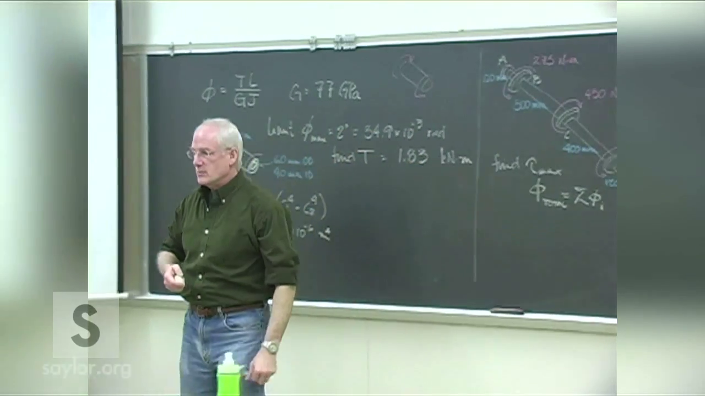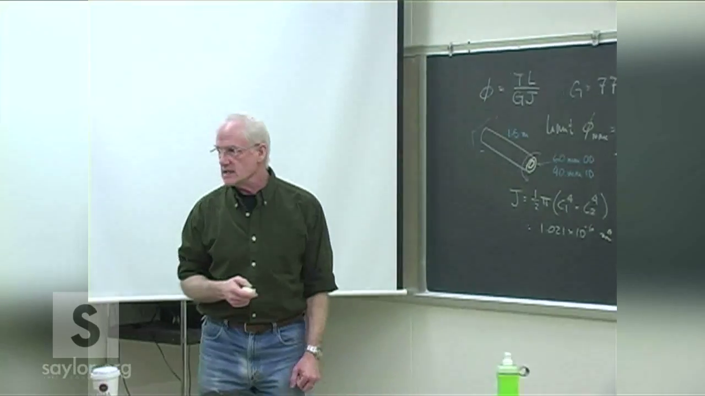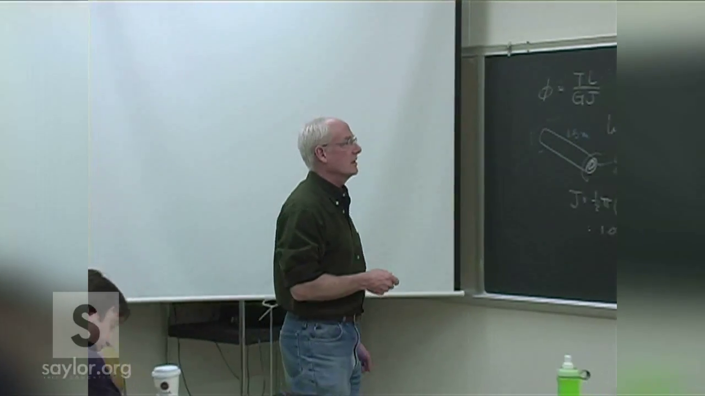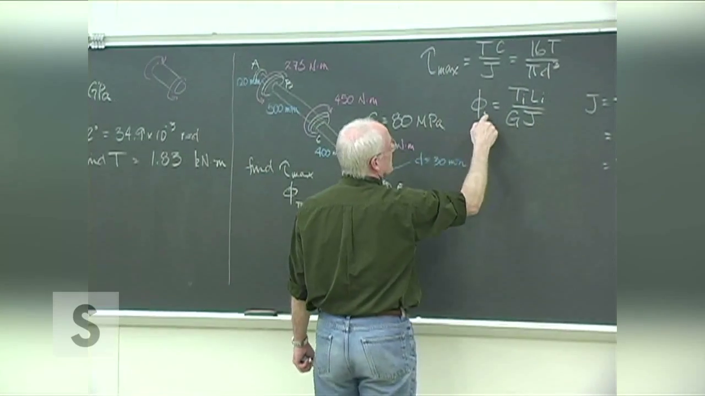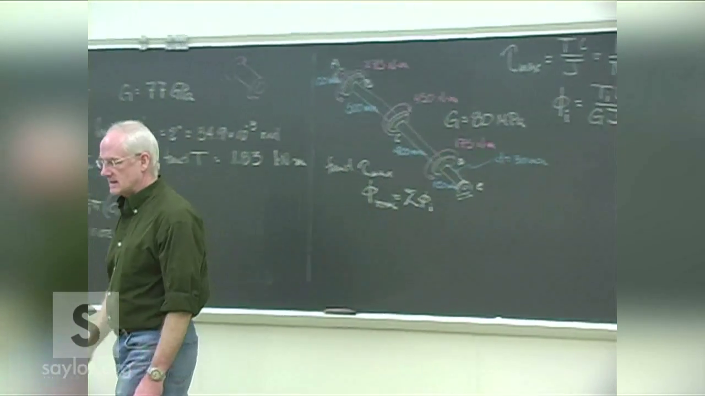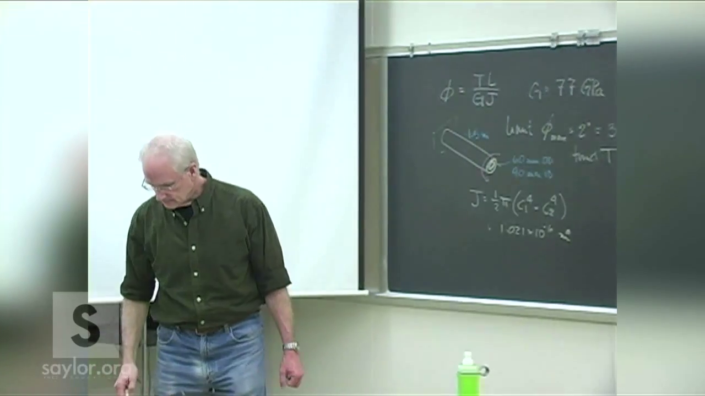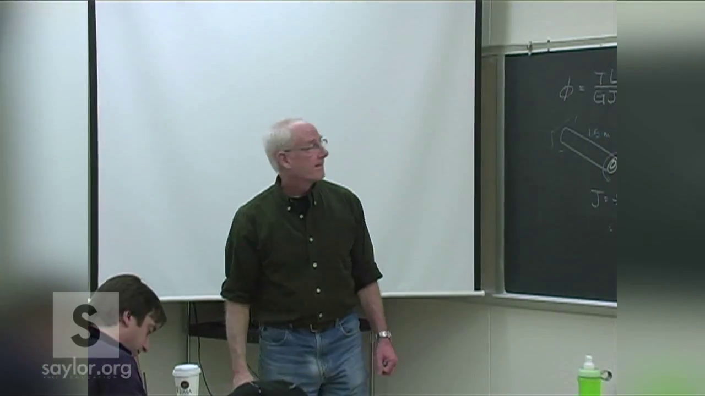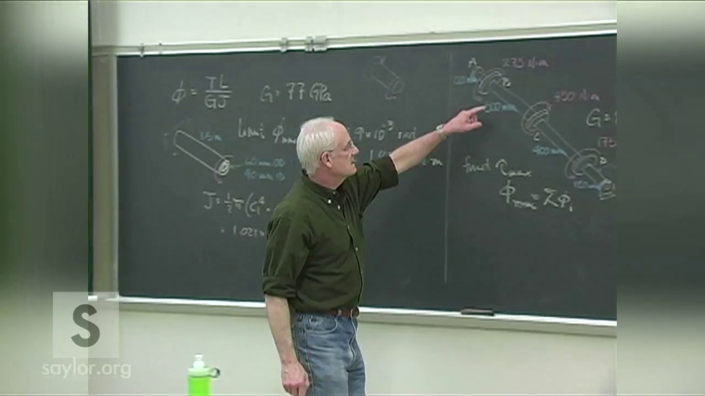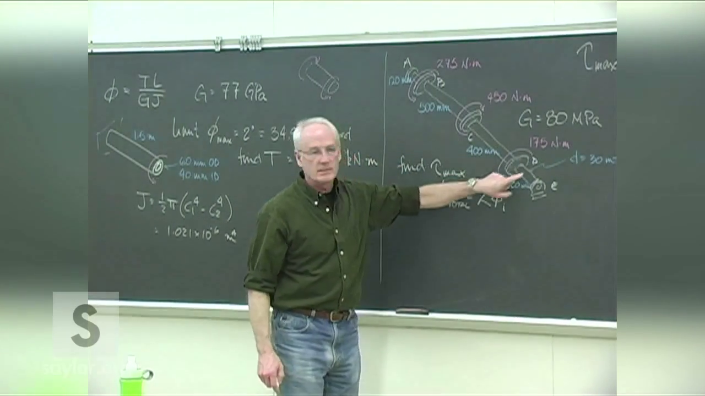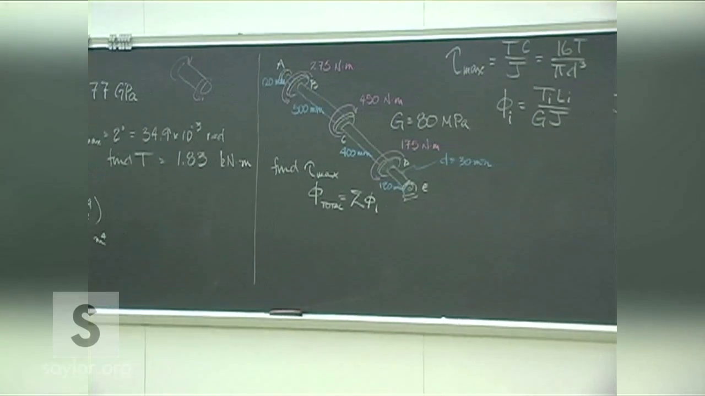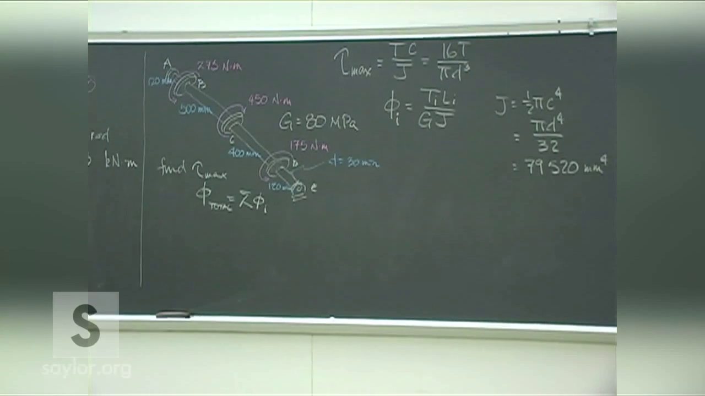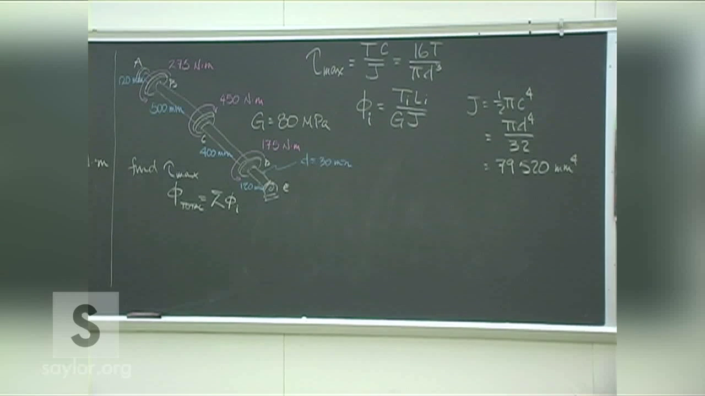So in the section A to B, there is no torsional load, meaning there won't be any shear stress and there won't be any angular deflection in that section. So it's only B to C and C to D that are loaded, because D to E is also not loaded. There's no torsion in the section D to E for the same reason.